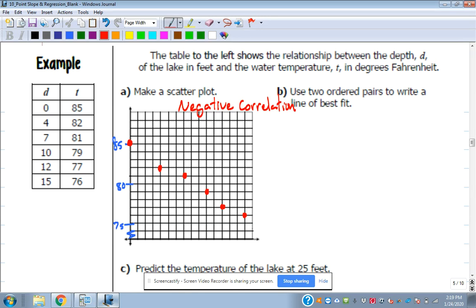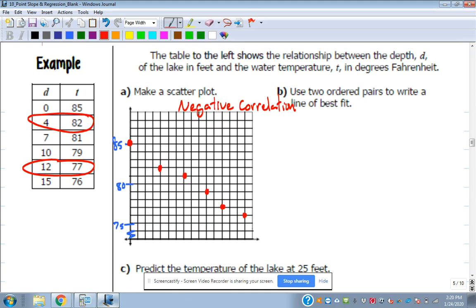I'm going to pick the second one and the next to the last one. So this one and this one. The second one was 4, 82, so that's one I'm using. And then the 12, 77. Those are the 2 that I'm going to write my equation with because I think that fits best. Okay, so what do I need to do to write the equation from 2 ordered pairs?